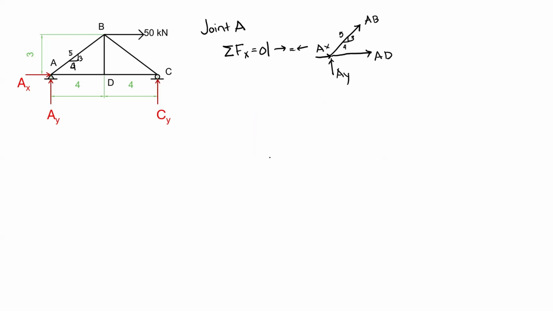So now we can solve the equation for forces acting horizontally. We have AX plus AB times 4 over 5. Since we don't have forces going to the left, we equate this equation to 0. This will be considered our first equation.